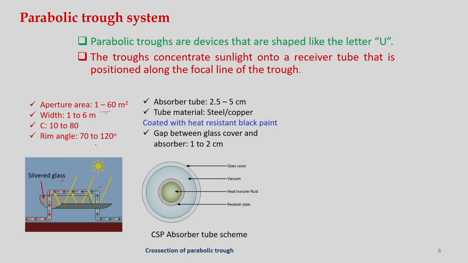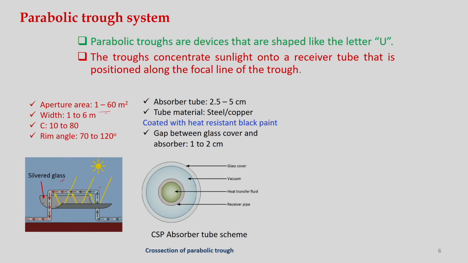Okay? So, if you talk about this absorber tube now, the absorber tube diameter varies from 2.5 to 5 centimeter, and the tube material is normally steel or copper, and these tubes are coated with heat resistant black paint. Sometimes selective coating is also applied to increase the absorptivity of the solar radiation. In modern parabolic troughs selective coatings are applied, which gives higher conversion efficiency.